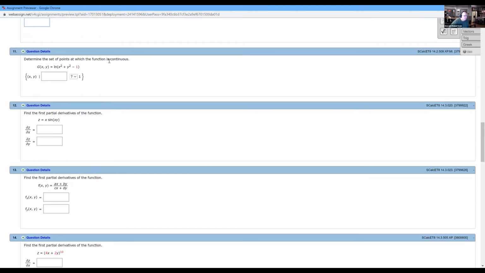Okay, determine which points are continuous. Would you agree it's just a matter of finding out what values are allowed inside the log?